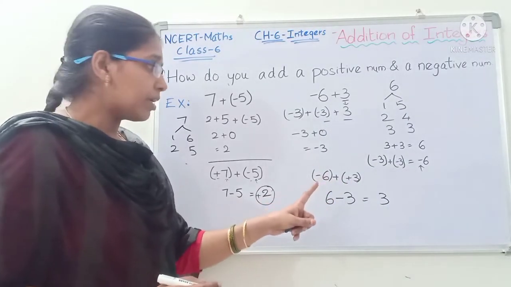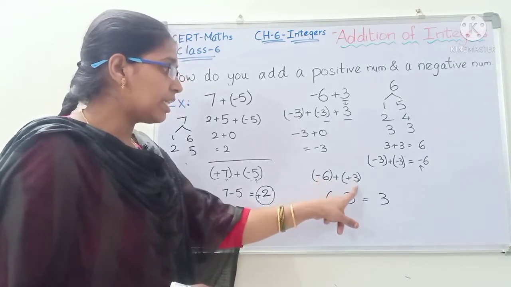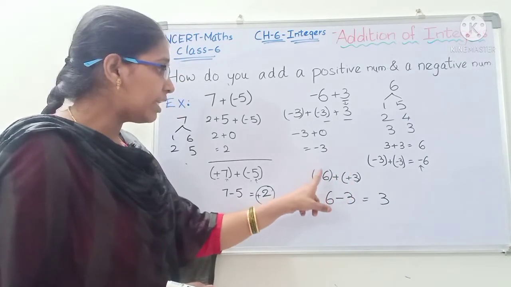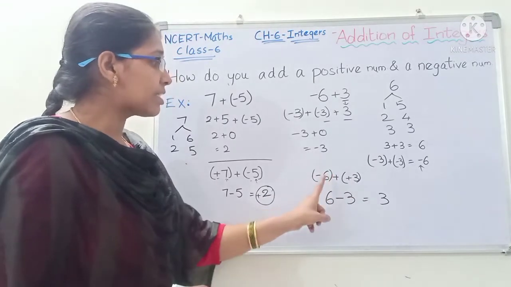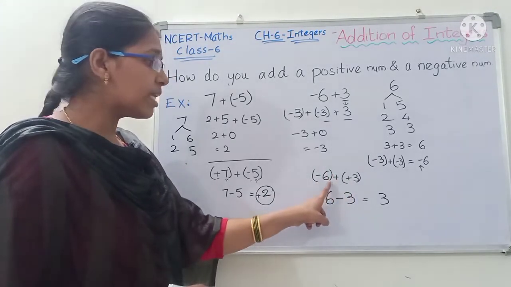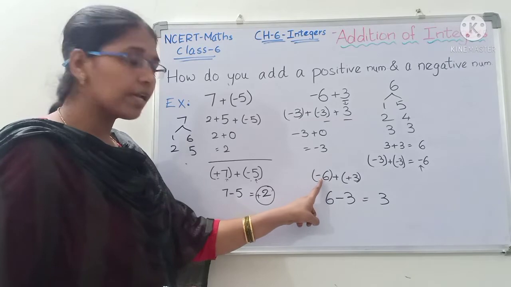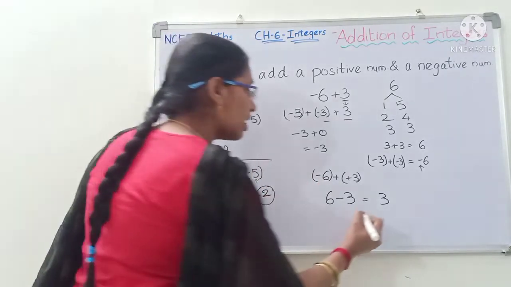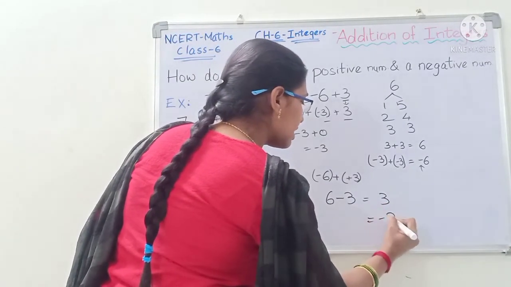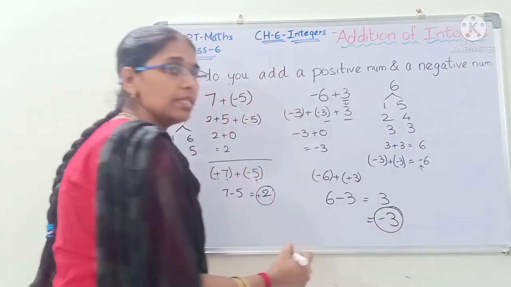In the second step, you should check the signs of the two numbers given. Which is the big number? Don't check minus 6 and 3 until 3 is the big number. Forget the sign. See only numbers. 6 and 3. Which is big? 6 is big. What is the sign of 6? Minus. So, the answer you will get is minus 3. So, minus 3 is the answer.